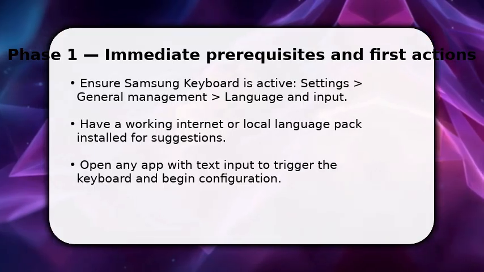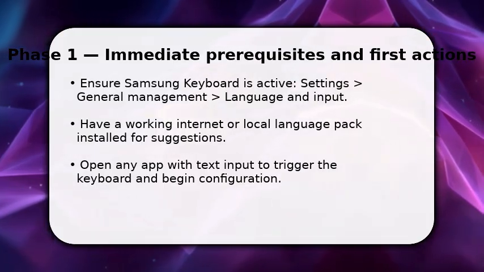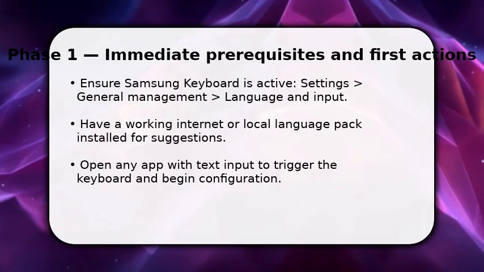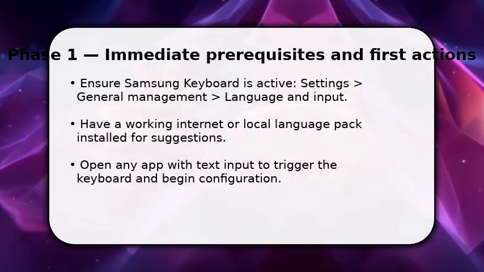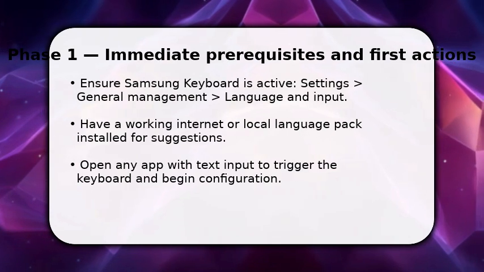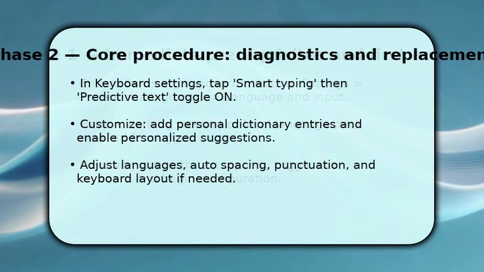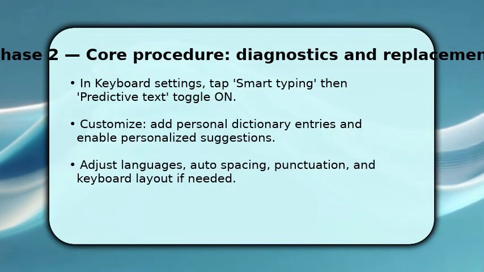Once the keyboard is visible, tap the gear icon or long press the comma key to access keyboard settings. This is the first actionable step to reach predictive text controls. You now go into Smart Typing and flip Predictive Text on. That single toggle activates suggestion bars and word completions.